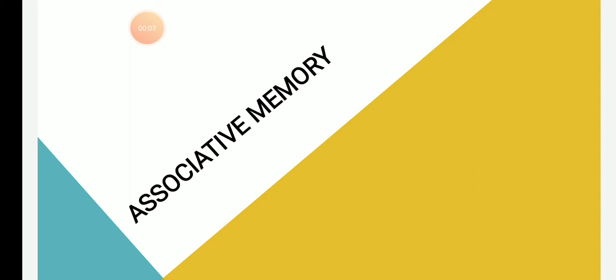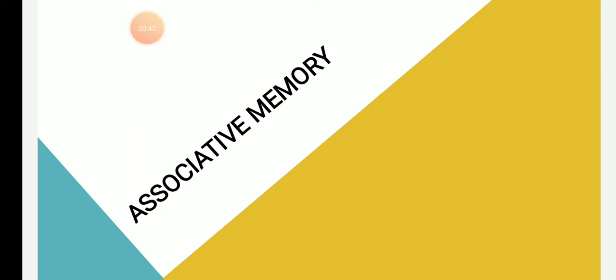Today we will discuss the associative memory concept. In the previous video we saw cache memory, which is a small and the fastest memory compared to other memories. In the last class we also saw the advantages, disadvantages and applications of cache memory, and also some examples. So today we will move on to associative memory.